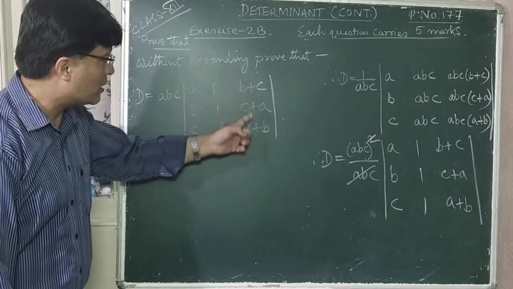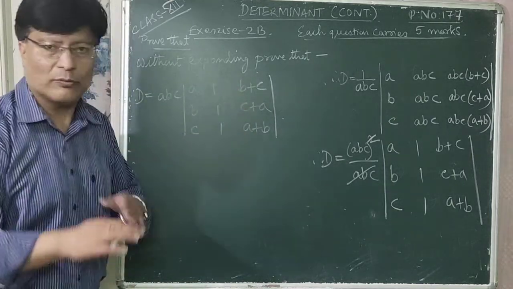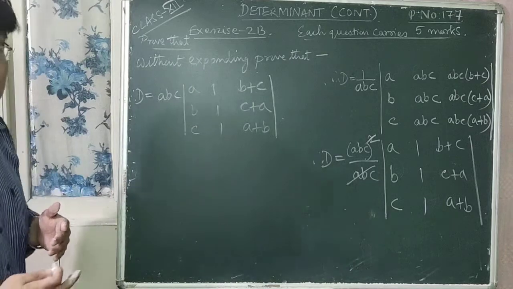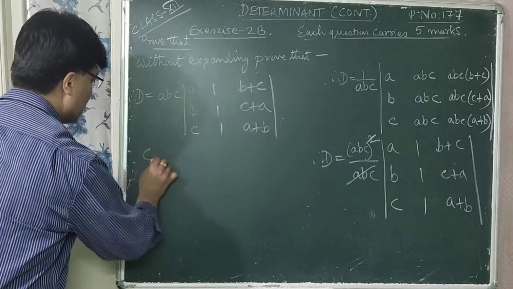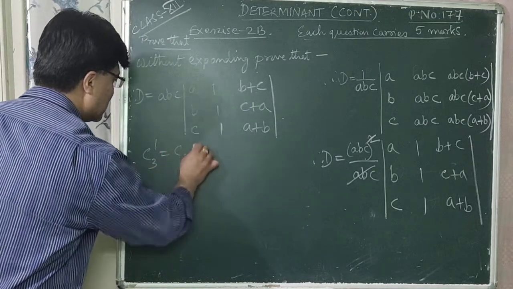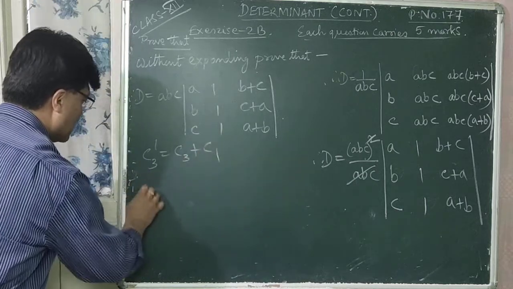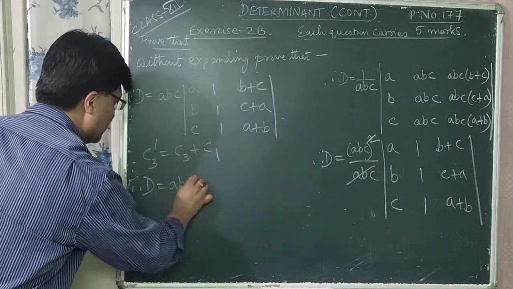And this will be 1, 1, 1. The second column and the third column are same, so the value of the determinant is 0. Okay? So now C3' is equal to C3 plus C1. Therefore D is equal to ABC.